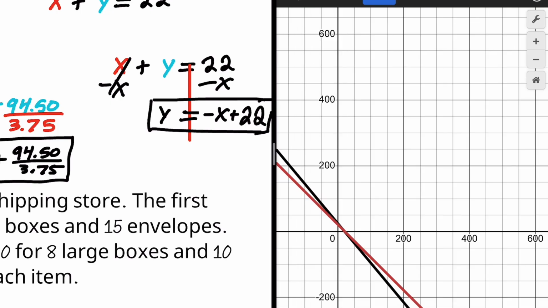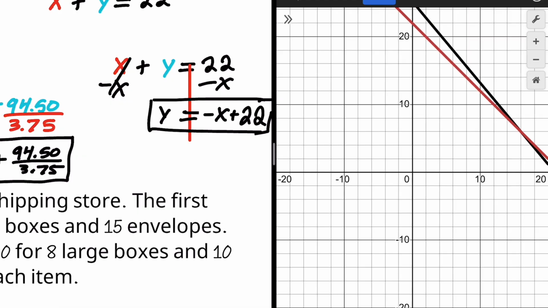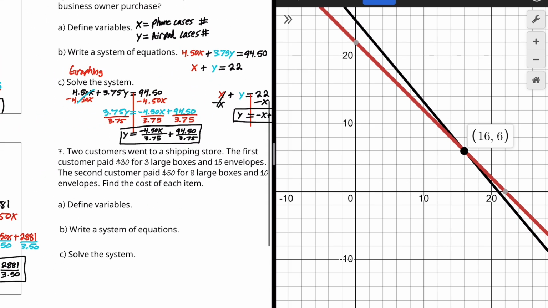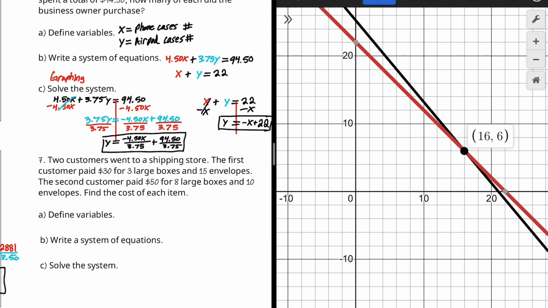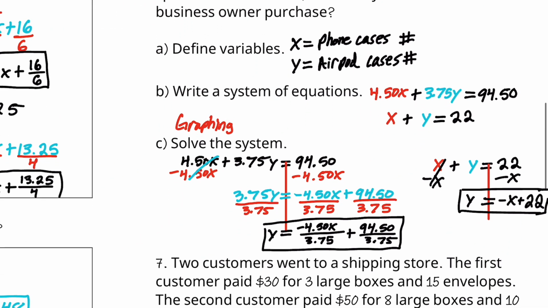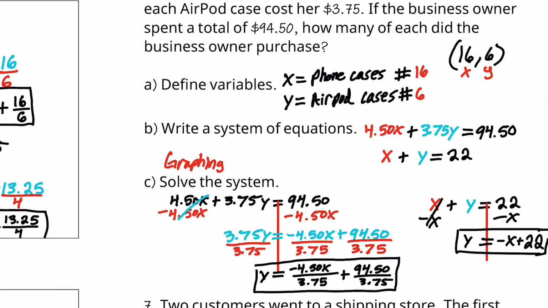And here we go. Now, my lines look pretty close together, so I'm going to push the home button, and then from there, let me zoom out and find where they cross. And there we go. So it looks like these two lines cross at 16, 6. So let's make a note. 16, 6 is my final answer, where we sold 16 phone cases and 6 AirPod cases, because this is x, this is y. And there we go. We are all set.